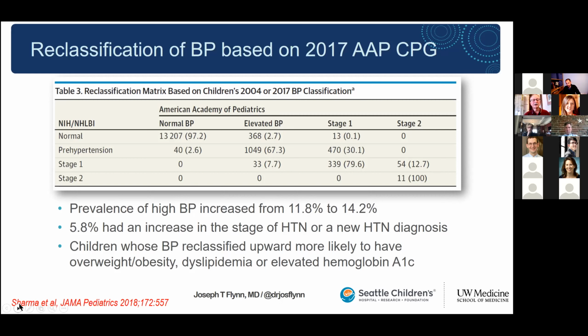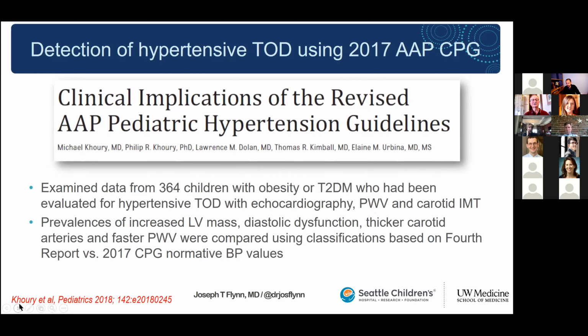And then this paper looked at, well, what about children with target organ damage? This was a small study that already had data. These were children with known obesity or type 2 diabetes who had gone through a comprehensive evaluation for hypertensive target organ damage with echo, pulse wave velocity, and carotid intima media thickness measurements. And so they looked at how frequently there was increased LV mass, diastolic dysfunction, thickened carotid arteries, etc., and compared the prevalences using fourth report data and CPG data.